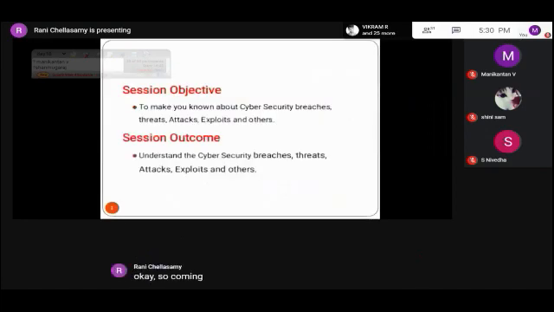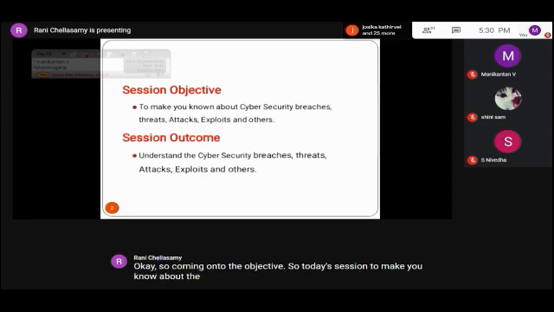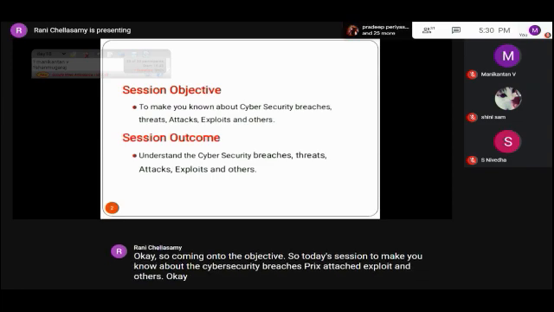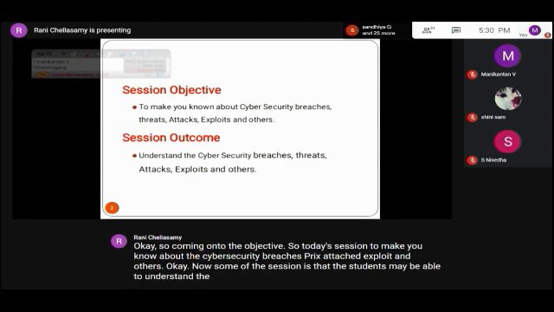Okay. So coming to the objective of today's session, to make you aware of cyber security breaches, threats, attacks, exploits, and others. The outcome of the session is that the students may be able to understand cyber security breaches, threats, attacks, exploits, and others.